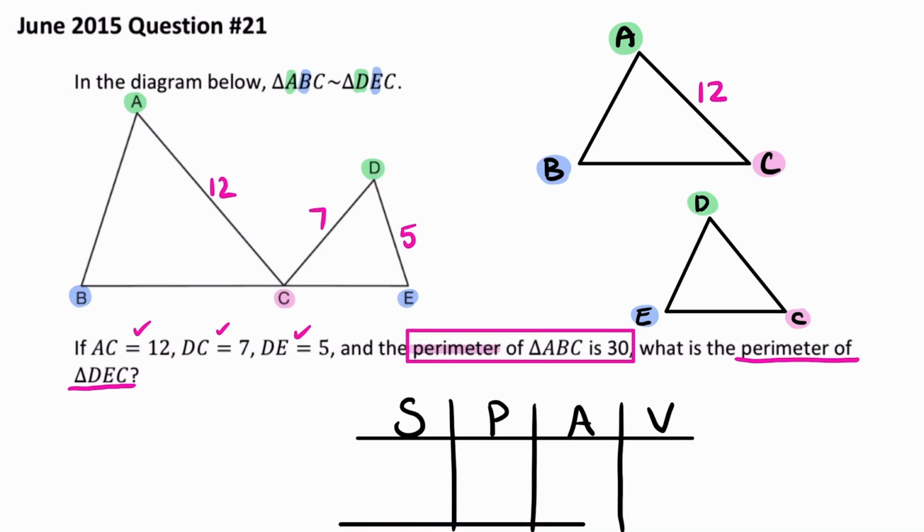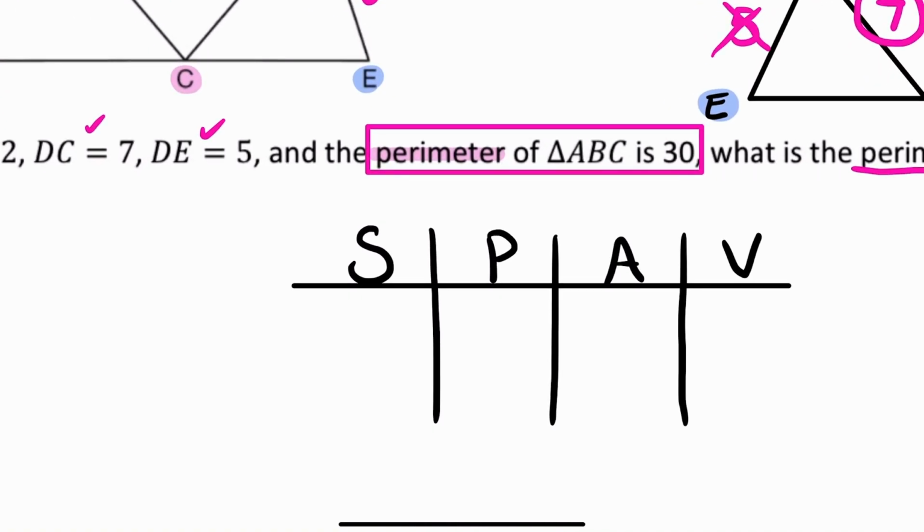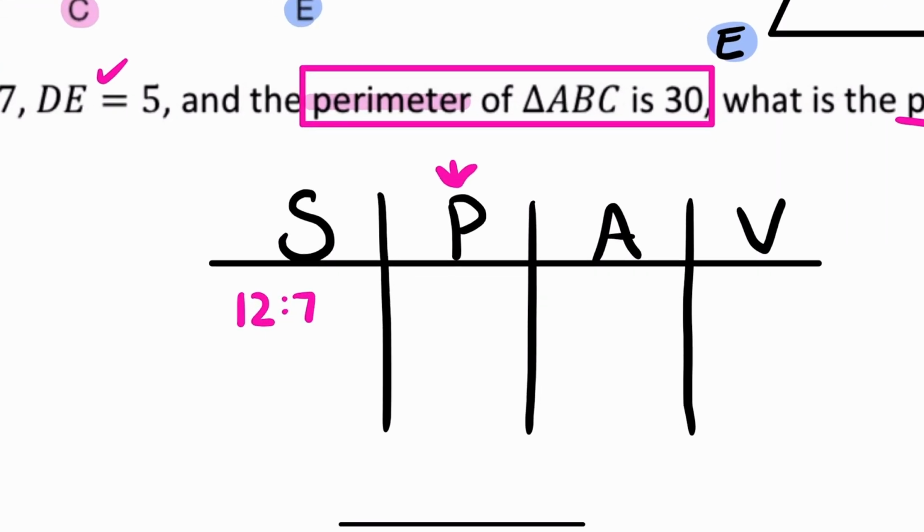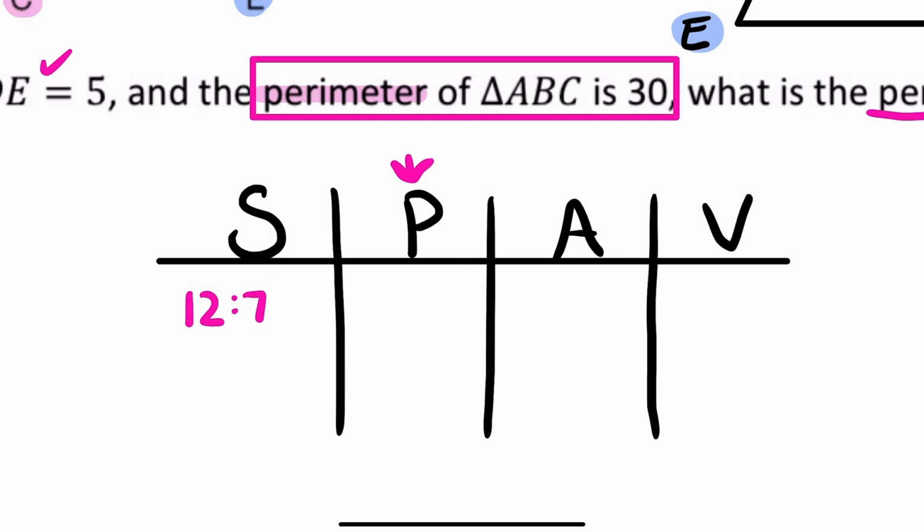AC was 12. Let's see, DC is 7, and DE is 5. Which means these two sides correspond, and that 5 was just there to confuse me. That's why redrawing is really important. So I'm going to put these triangles in a ratio of 12 to 7. Now I'm going to note that we're working with perimeter here. This is what we want for the problem. But since we're practicing, let's fill out that whole SPAV chart. The 12 to 7 ratio just slides right over, 12 to 7.